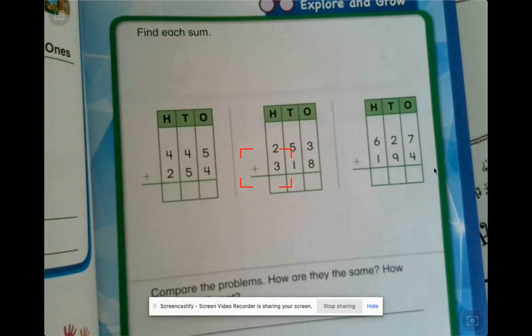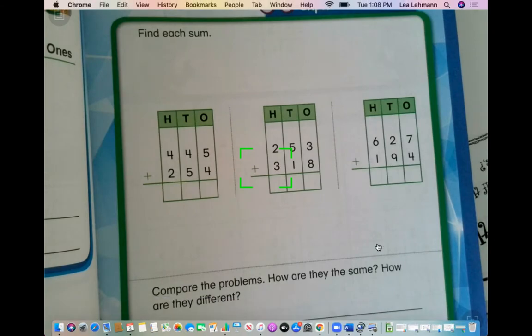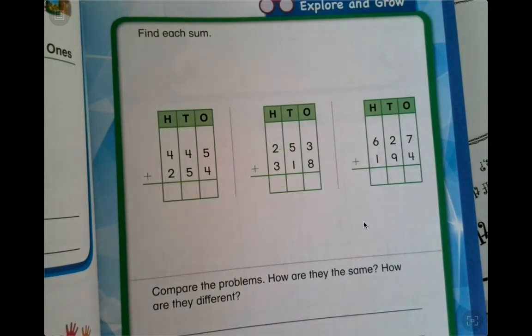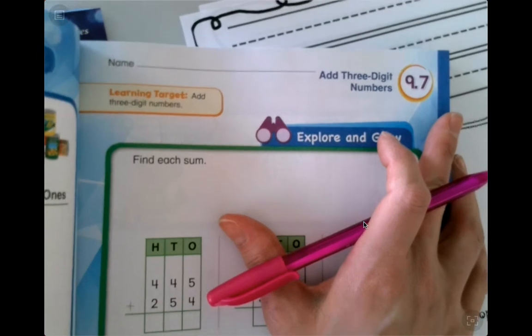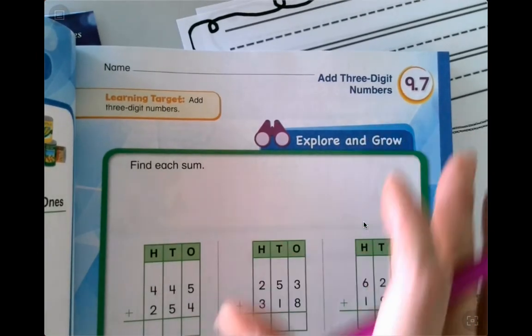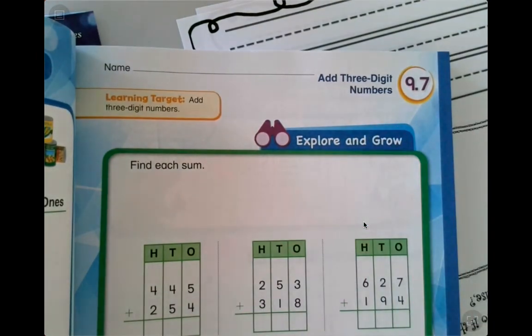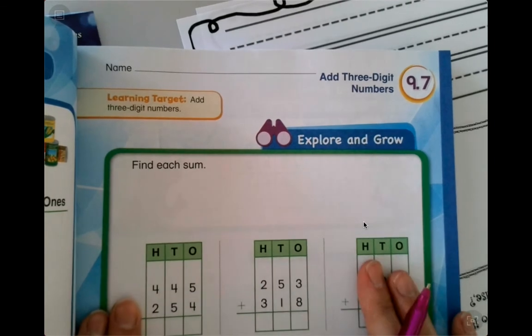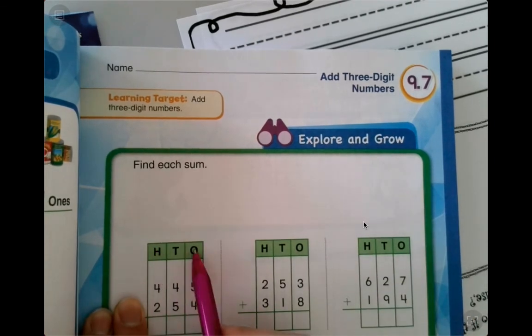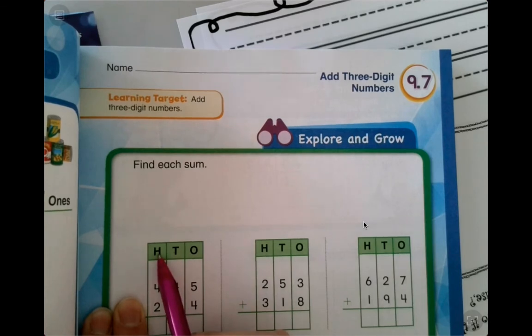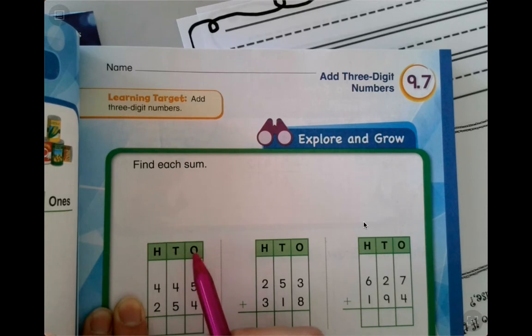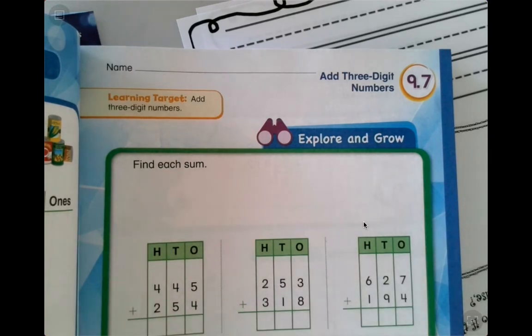9.7. Okay. All right. What we were doing is something very similar to what we've been doing. All we're doing is adding 3-digit numbers. But today you can see that it's just up and down, and they still labeled it H, T, and O. Those are abbreviations, right? What does the H stand for? Say it. 100. What does the T stand for? 10. And what does the O stand for? 1. Very good.